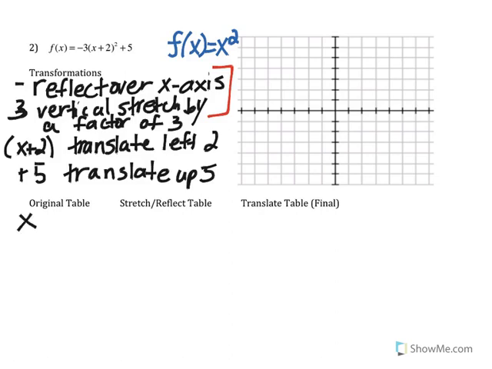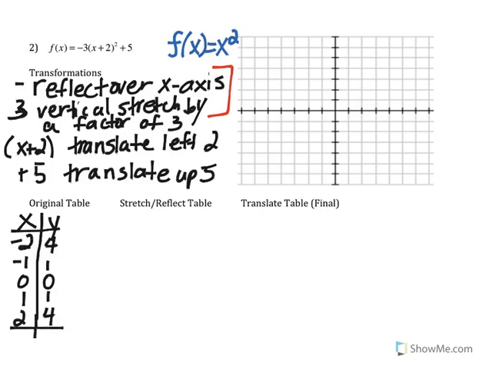Original table, always important to start with. Now, I think I recall in the test, I'm not going to have you list out the transformations, although it's helpful. Knowing what these do to the tables for this section is what's important. So negative 2, negative 1, 0, 1, 2. And then this is squared, so it's going to be 4, 1, 0, 1, 4. Remember, you're using the same x values for all 3 of the 4 functions. The square root is the only one that's different.